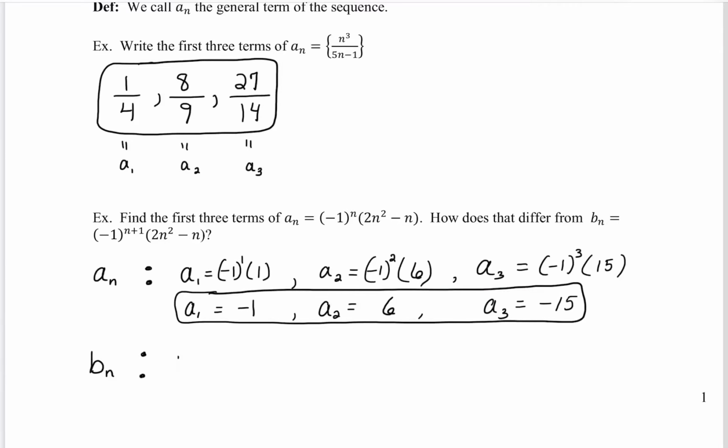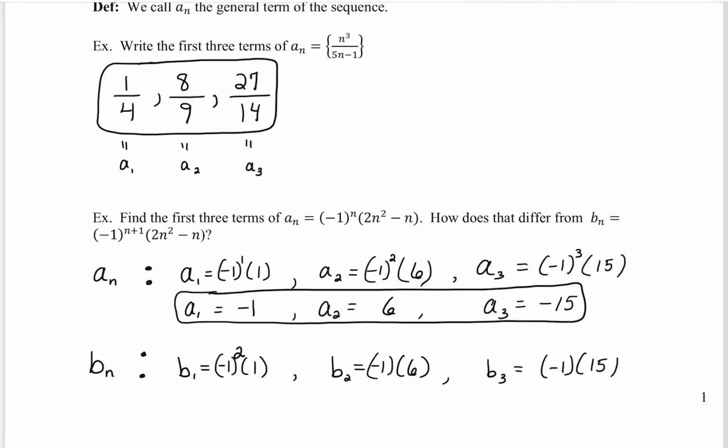Now let's look at b sub n. So of course the only difference is going to be we have that same binomial. So as we look at b1 and b2 and b3, we got to go back and look at those powers, but what's in the binomial would be the same. All right, so what's going to happen with b sub 1? We're going to have negative 1 raised to the 1 plus 1. So that's going to start off squared.